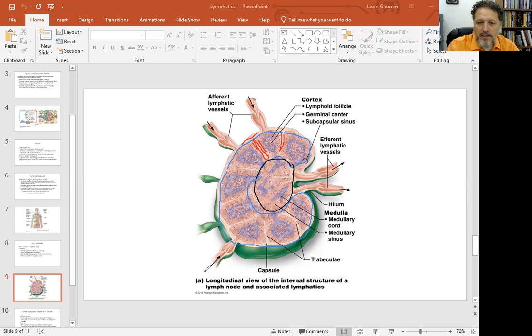Notice you have the afferent because it's bringing the fluid in. So these would be your afferent region vessels. And if it takes it away, that would be the efferent. And the efferent is going to be in this middle portion here. It kind of looks like a kidney in a way. And so the efferent is where we're taking the fluid away from it.